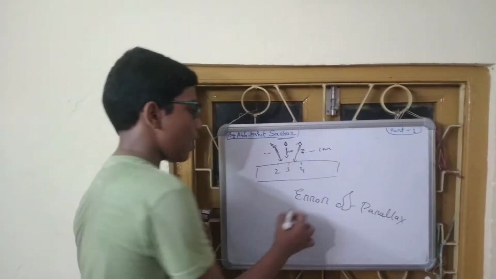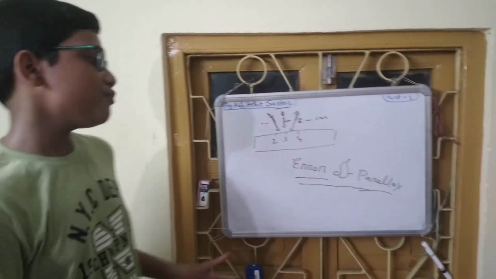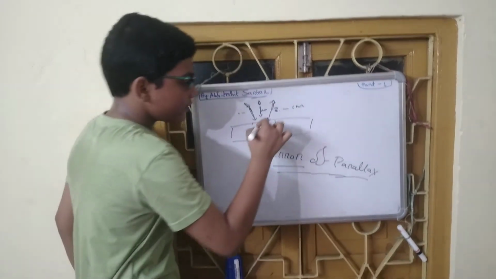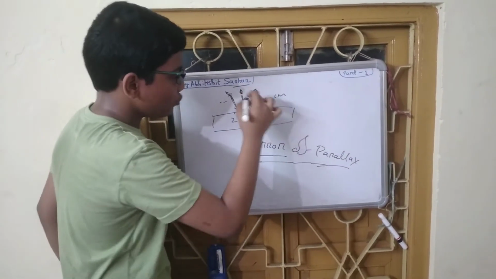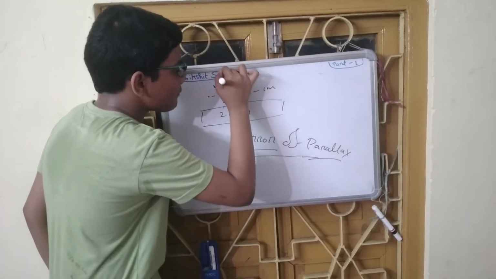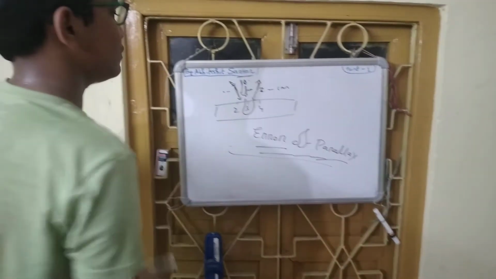Now how do we avoid this error of parallax? To avoid it, we have to look at the magnitude from just above it. Then only we can avoid the error of parallax.